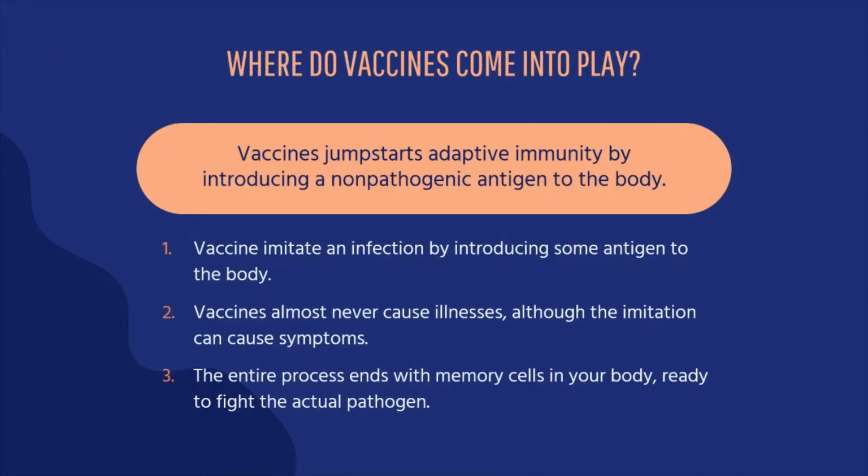So, vaccines are meant to jumpstart this adaptive immune process by introducing a non-pathogenic antigen to the body. It is meant to imitate the infection without actually giving it to you. They almost never cause illnesses, although they can cause symptoms. The entire process is going to end with those memory cells ready to go so that if you were actually infected by that particular pathogen, your body already has the antibodies necessary to destroy them.